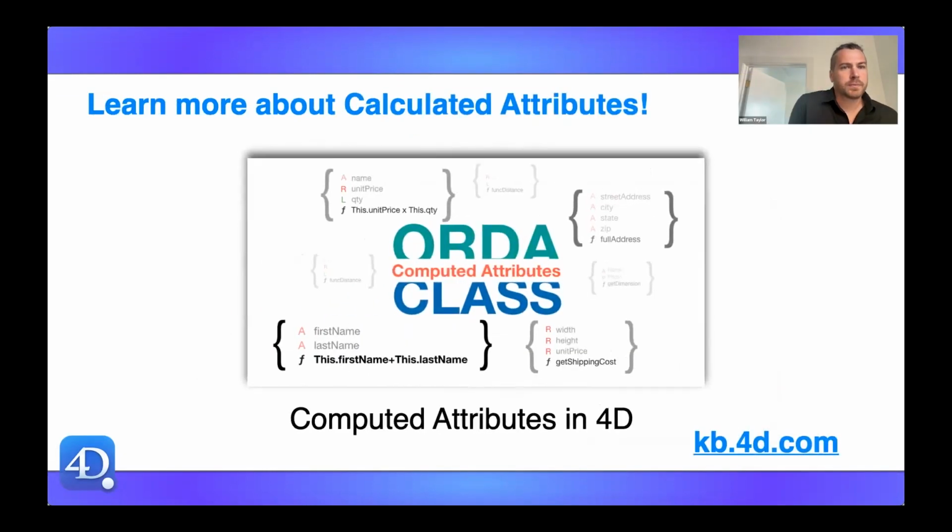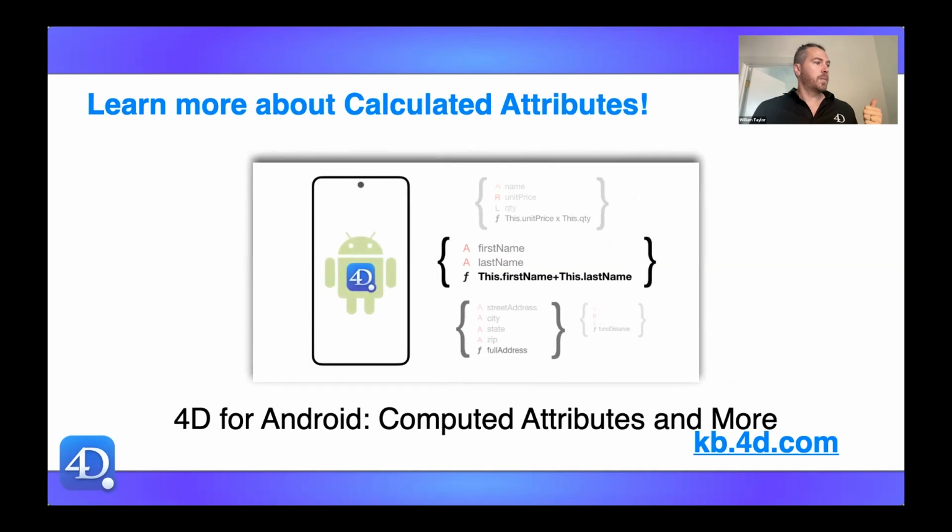And if you'd like to learn more about calculated attributes, there are two brand new tech notes available on kb.4d.com. And these are for partners only. So if you're a partner and you want to get on this time saving and error reducing paradigm, I'd recommend you have a look at the computed attributes in 4D TechNote, and also the 4D for Android computed attributes and more. And if you're not a partner, it's never too late to join. Contact your sales representative or send us a note to call you after this webinar.